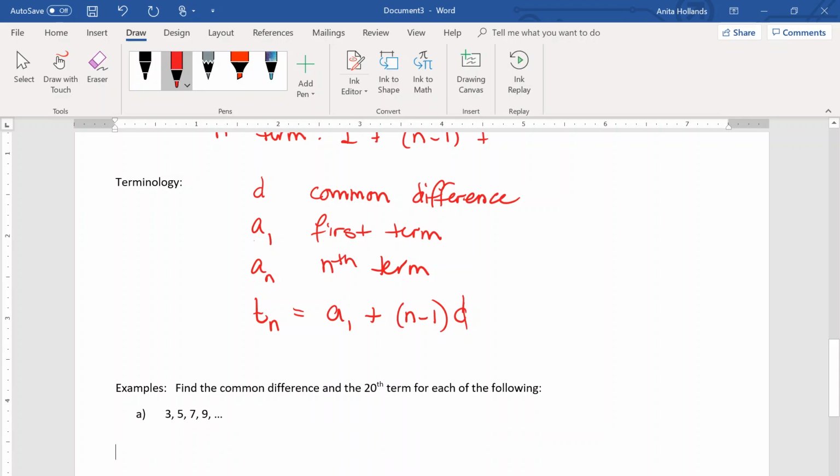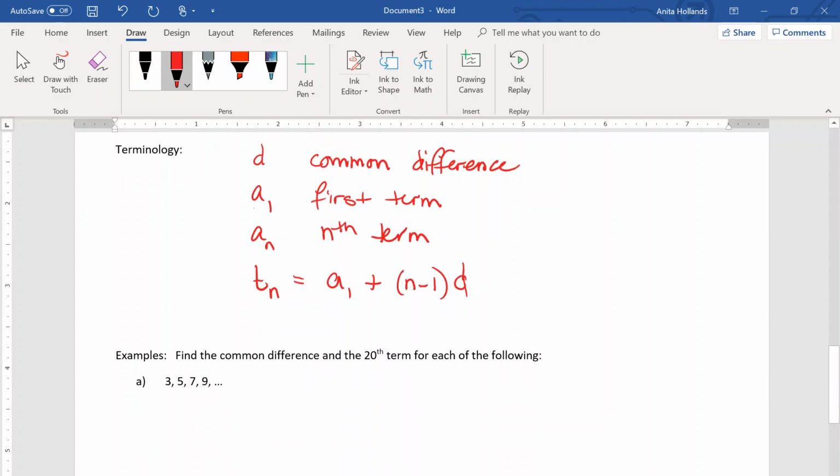So in this first example here, find the common difference and the 20th term. So let's first of all look for the common difference. Between these two, the difference is 2. Similarly, between those two terms and those two terms. So I think we can safely say that d is equal to 2. Now a sub 1 is equal to 3.